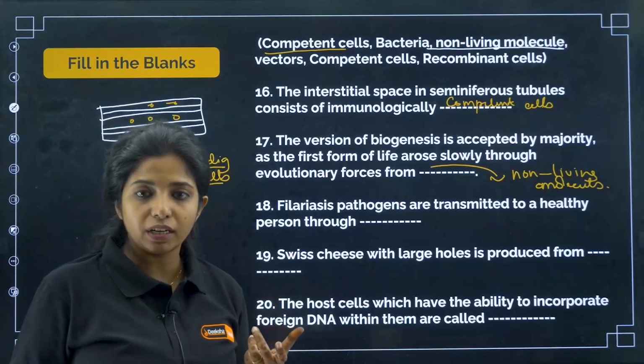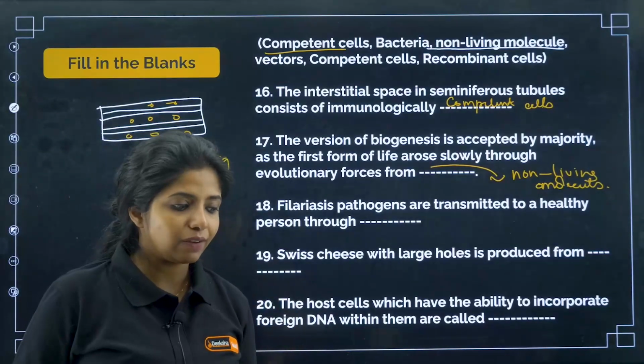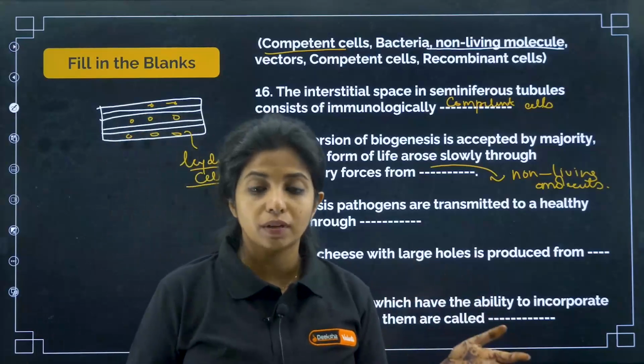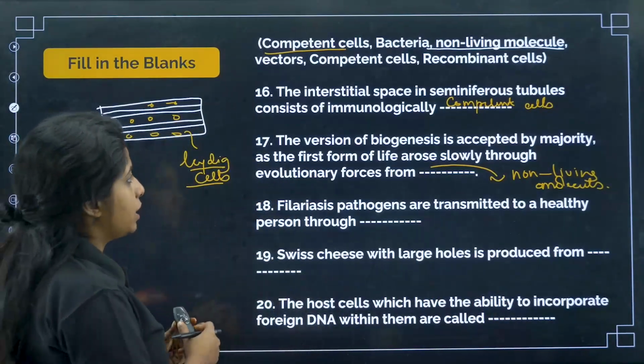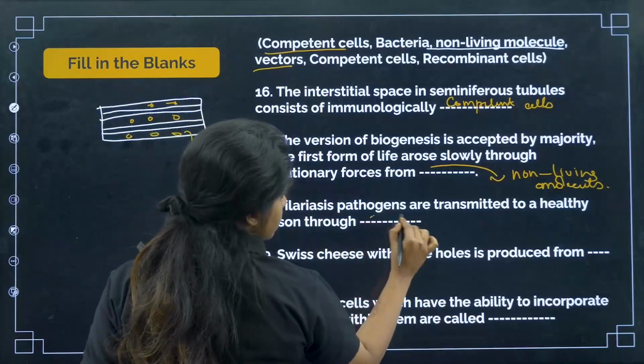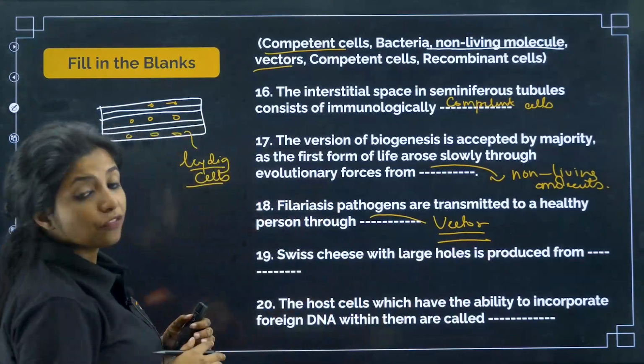What is this mosquito, my dear children? It is the Culex mosquito, and whenever I have a mosquito transferring things from here and there, I would call this a vector. A vector, my dear children. So this becomes the answer for this. You should know the name of the mosquito: the Culex mosquito, and it is acting as a vector over here.